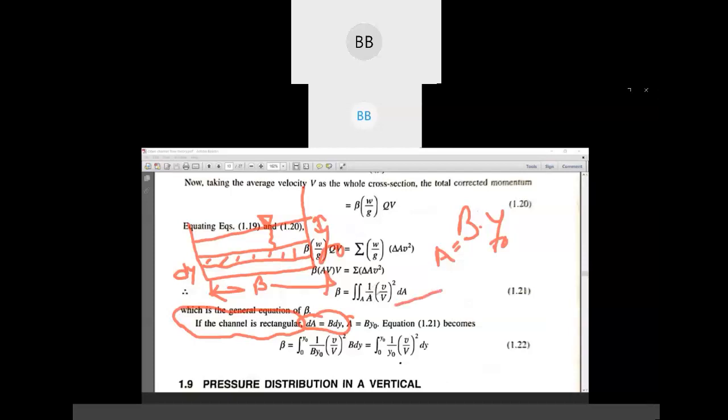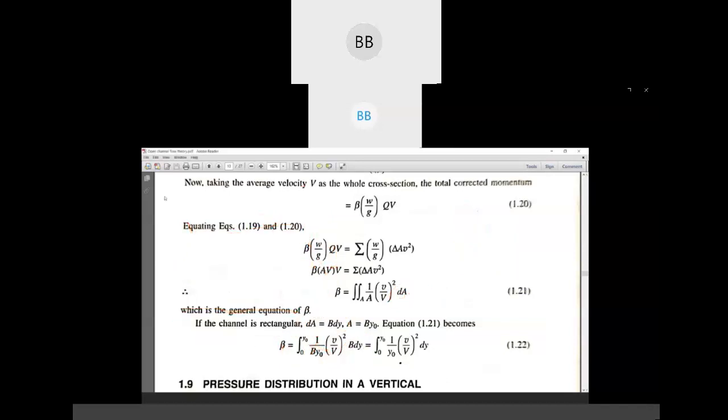So 1 by area, in place of area, we have substituted B into y naught. Then small v by capital V whole square. Then dA, again we have substituted B into dy. And for the integration, the limit is from 0 to y naught. We have already discussed how the limit changes. So it will be from 0 to y naught, and we are integrating with respect to y.